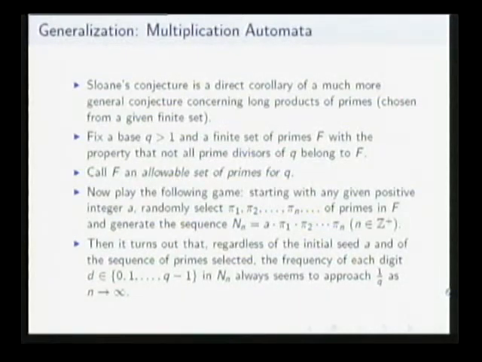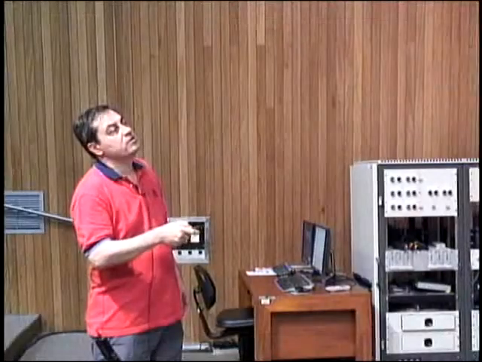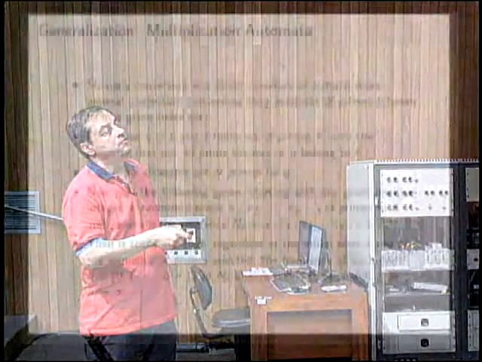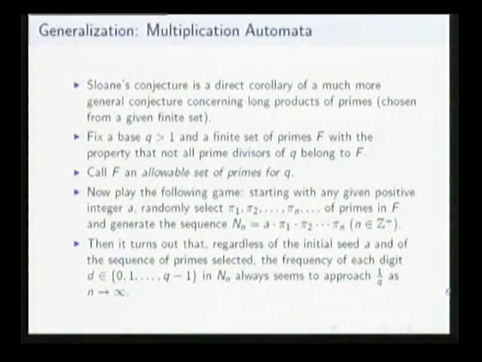is that as you go along and you look at the base Q representation of these numbers, the frequency with which you see a given digit approaches 1 over Q. And more than that, the same thing is valid for blocks of any length. If you fix any block of digits and you count how many times that block appears in the number n sub n, divide by the total number of blocks, and let n go to infinity, it converges to the right proportion of blocks that you would expect.